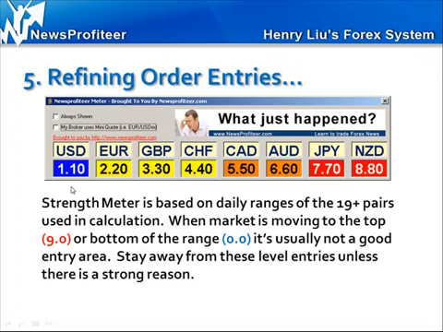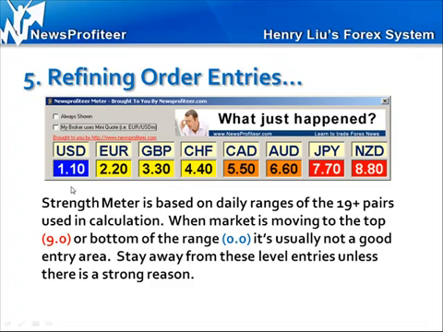Right? So when we start early in the day, let's say around 5 p.m. in the afternoon, the strength meter is just starting, it's just gaining data. After a couple of hours, it has gained the data, and it will start showing you the strength. As the market starts to move up and down, the strength will adjust according to the daily ranges.